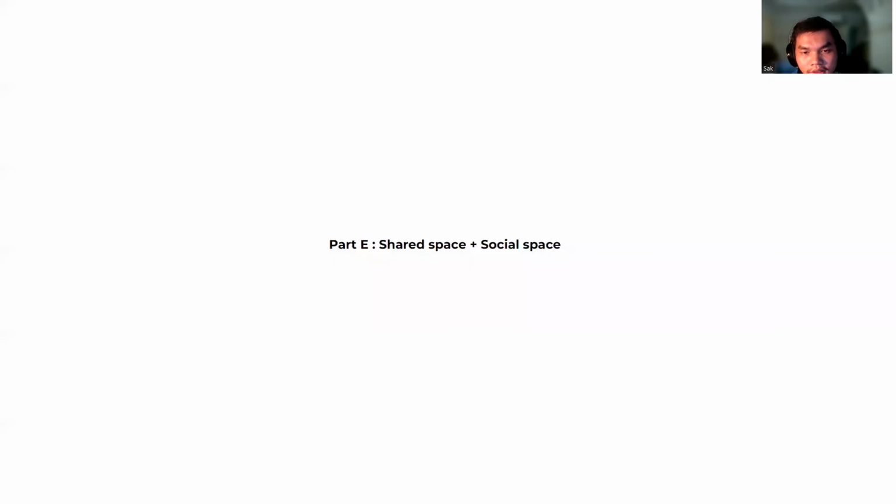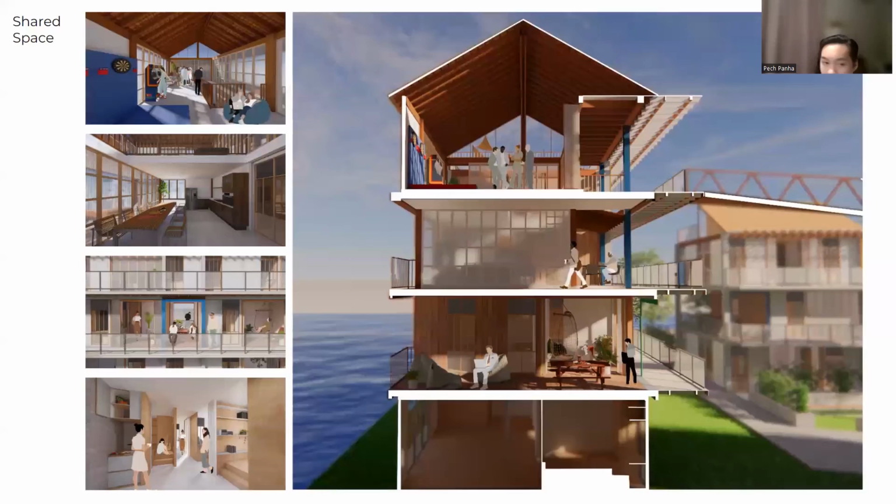For part E, we're showing the shared space and social space. For the shared space, the design of it is also the void because it's a shared space. Also, we use transparent material. And there are different levels. The first level is inside the unit itself, where there's an open space for the people in the unit to gather. Also, we have a front yard for the people in the unit.